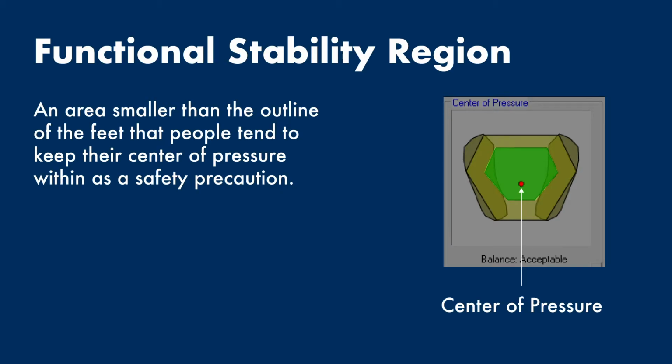Additionally, there is the functional stability region. This is an inner region that is smaller than the basis of support. Studies have shown that people tend to keep their center of pressure within this zone, probably as a safety factor. In 3DSSPP, it is the green area within the basis of support area. It is within this area that it is best to keep the center of pressure. You might call it a safety zone.